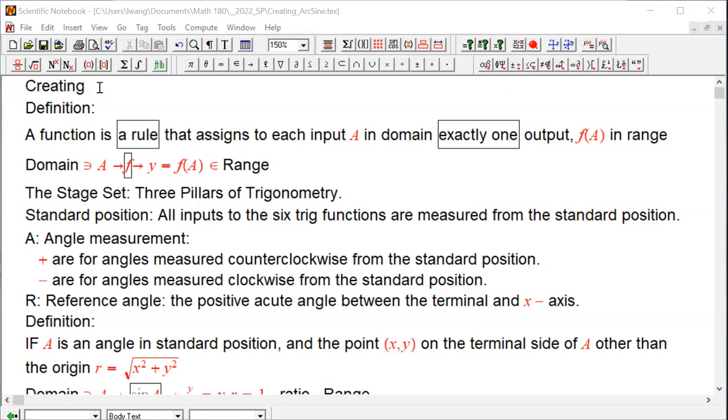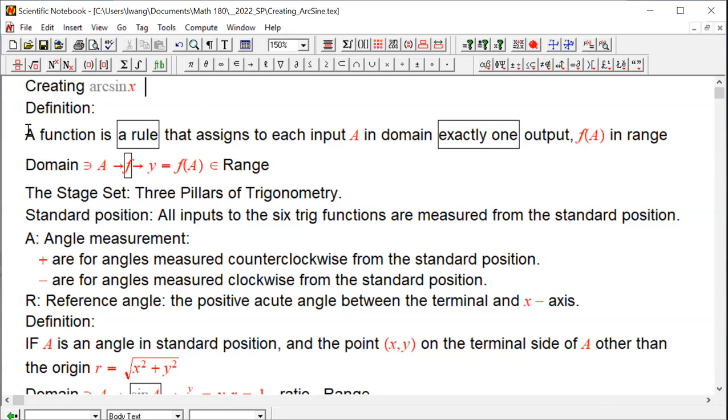Welcome. In this lesson, we're going to talk about the creation of a new function called ArcSine. After that, we're going to talk about the difference, or the sameness, between this notation and other notations for this function. So first of all, we want to create a function.